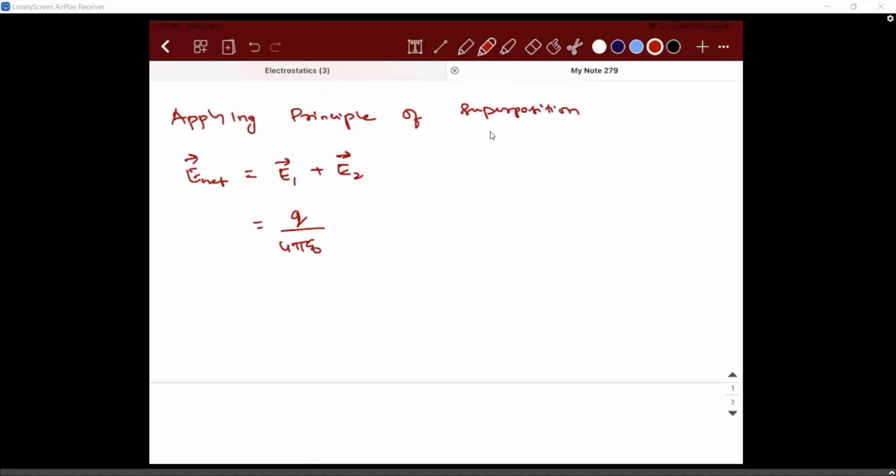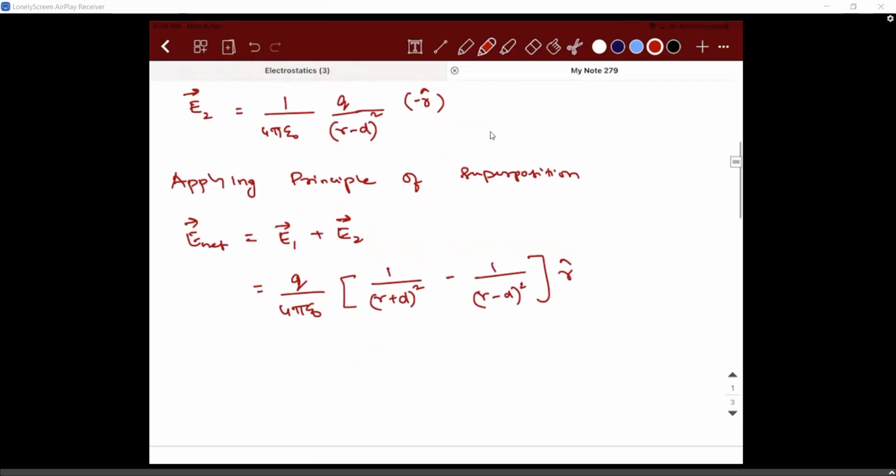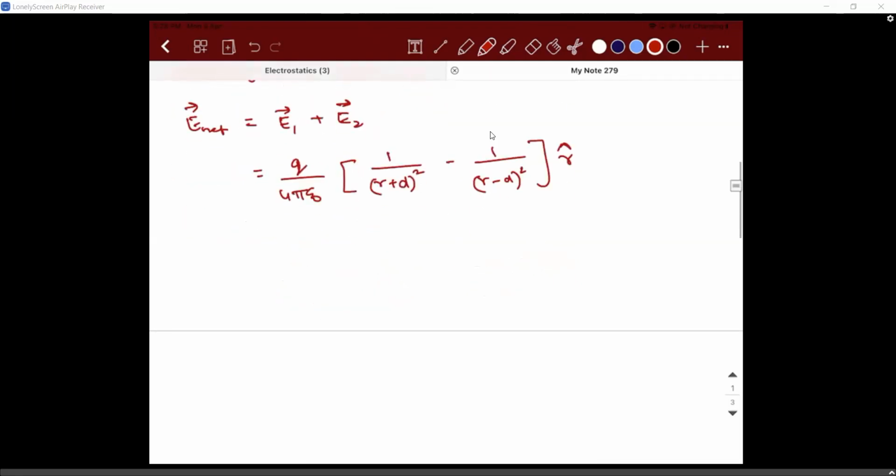I keep it as a constant. I took the whole parameter outside. What is left inside, guys? 1 divided by (R plus D) the whole square minus 1 divided by (R minus D) the whole square. This everything in R cap, principle of superposition. So the minus of the R cap came. The minus from the R cap has come in. Now it's simple, right? Now it is only mathematical part.